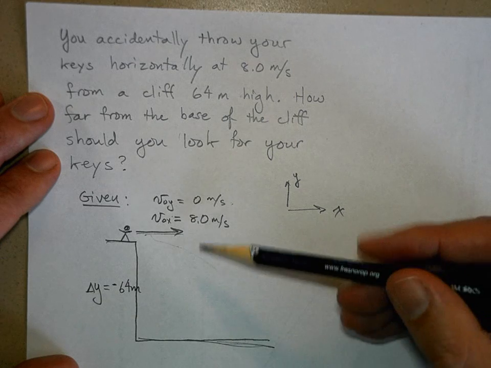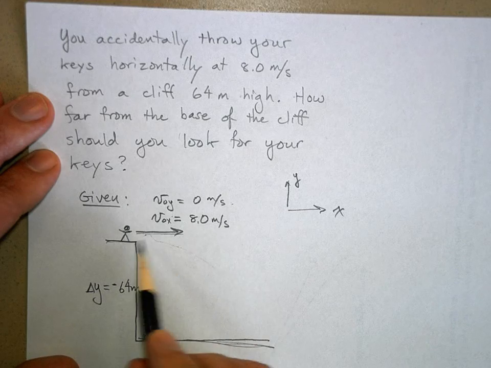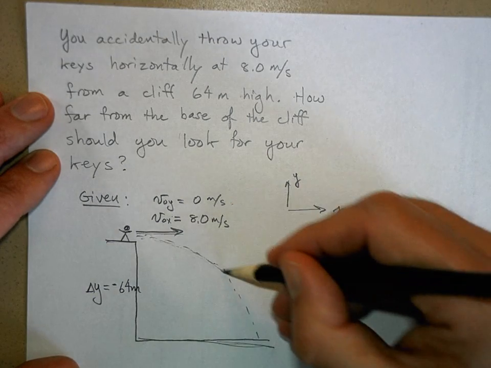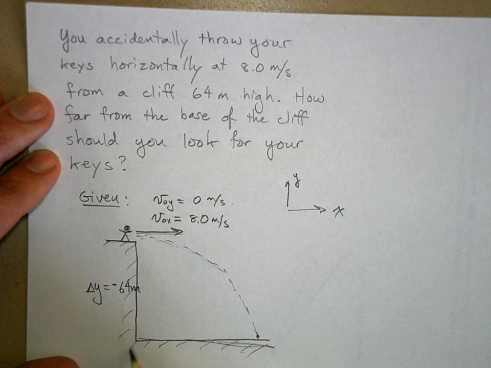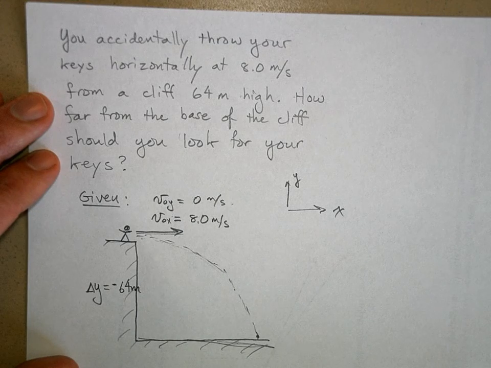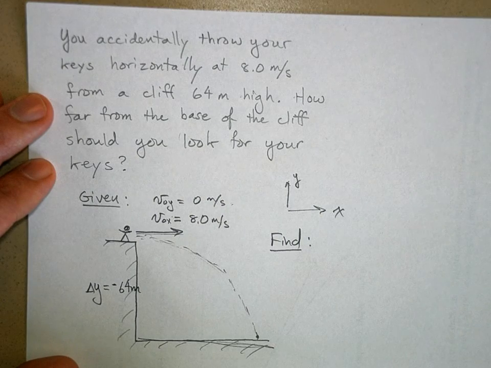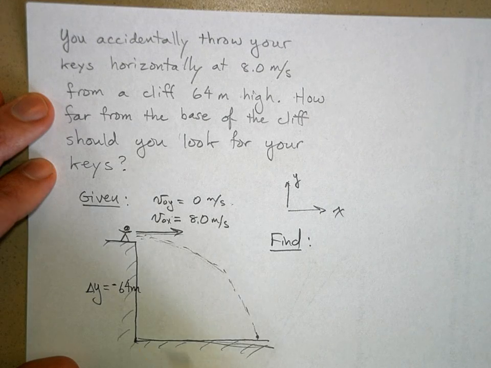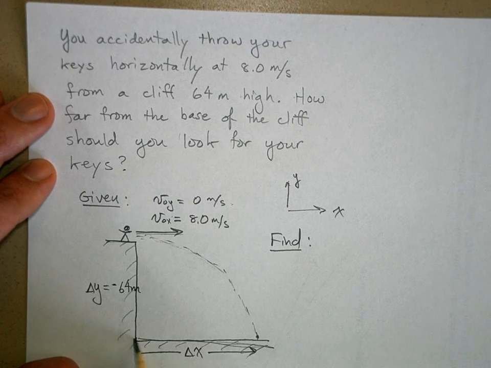And of course we know that this is on Earth, right? So we know gravity is negative 9.8 meters per second squared. So let's draw the trajectory. It's a nice little parabola, kind of a shape like that. So here's the ground down here. And what are we trying to find? We want to know how far from the base of the cliff. So here's the base of the cliff, and this is really delta x, isn't it? How far from the base of the cliff did the keys land? And so now you can know where to look.